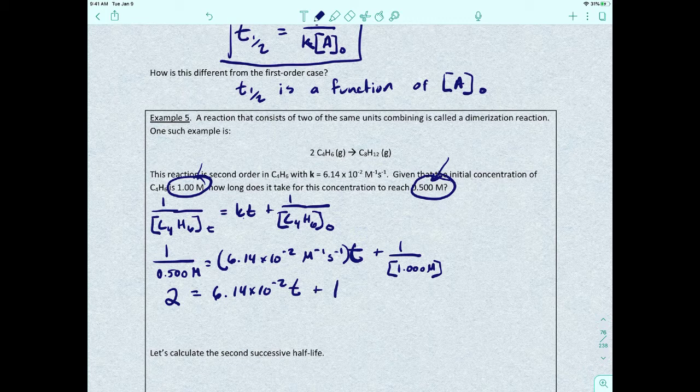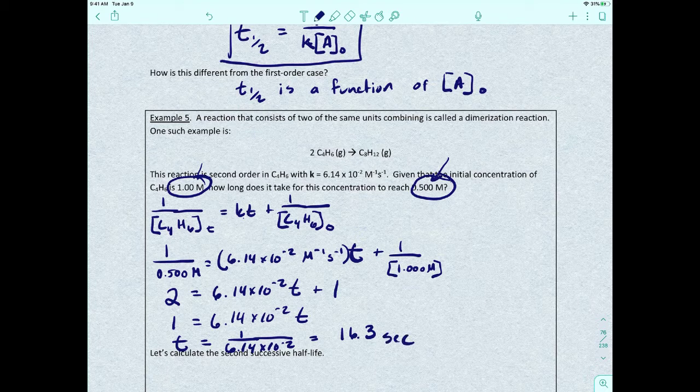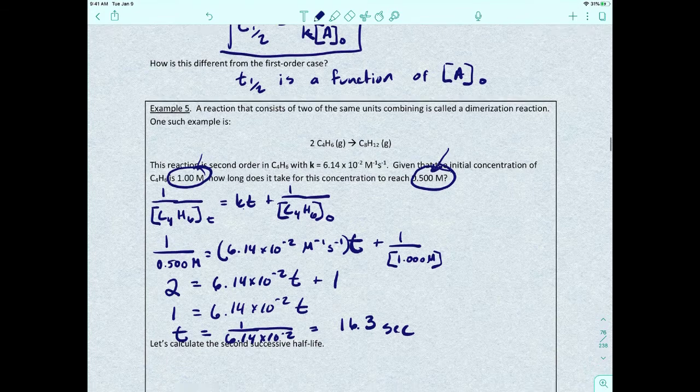Okay, so if I subtract 1 from both sides, we get 1 equals 6.14 times 10 to the minus 2 times T. So to solve for T, if I divide both sides by 6.14 times 10 to the minus second, I should get that the time should be, I'm getting about 16.3 seconds. So that's how long it's going to take for the concentration to lose half of its strength.